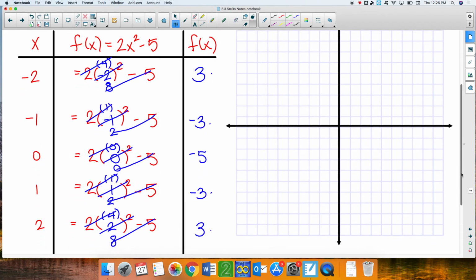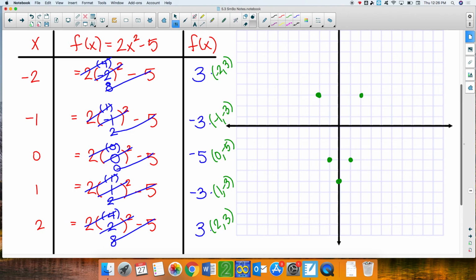So now we're going to graph our points. Once again, I'm checking my ordered pairs. I have the point negative 2, 3, negative 1, negative 3, 0, negative 5, 1, negative 3, and 2, 3. So here are my points. Now we're going to graph them. Negative 2, 3 is left 2 and up 3. Negative 1, negative 3 is left 1 and down 3. 0, negative 5 just stays on the axis, and I'm going to go down 5. 1, negative 3 is right 1, down 3. And then 2, 3 is right 2 and up 3.